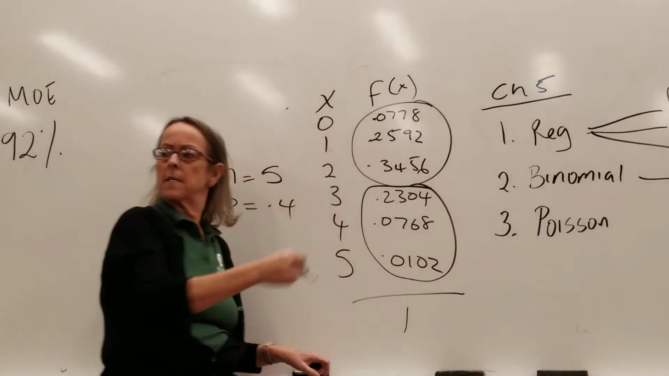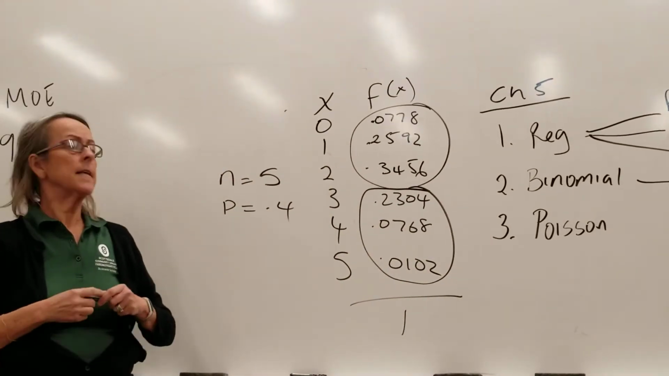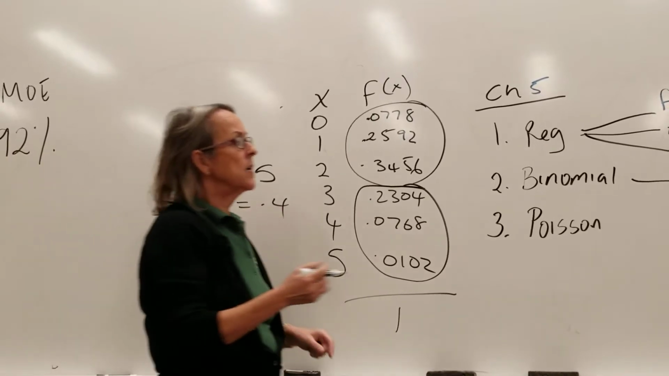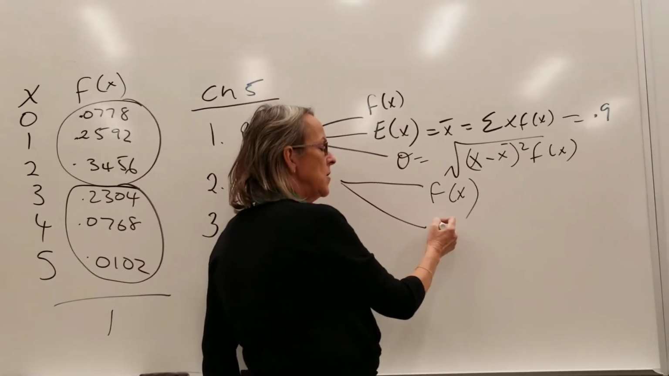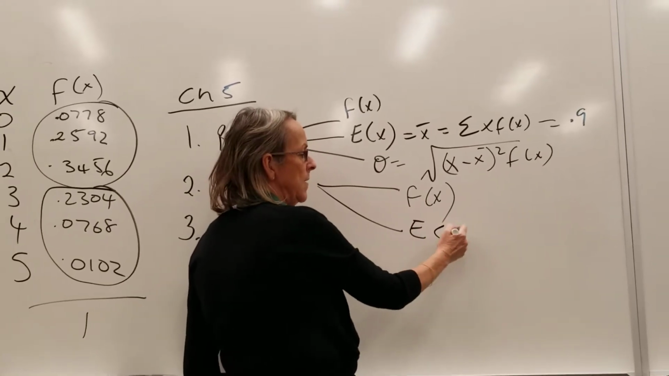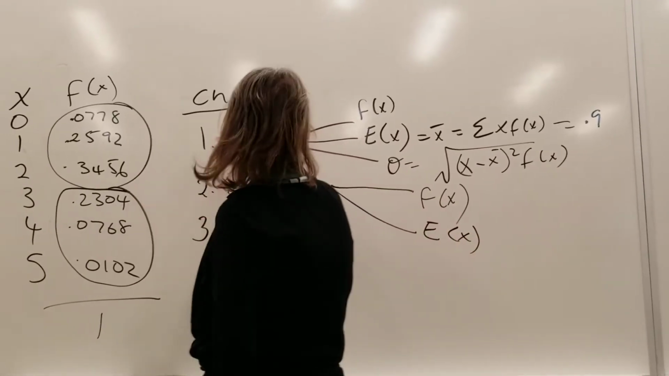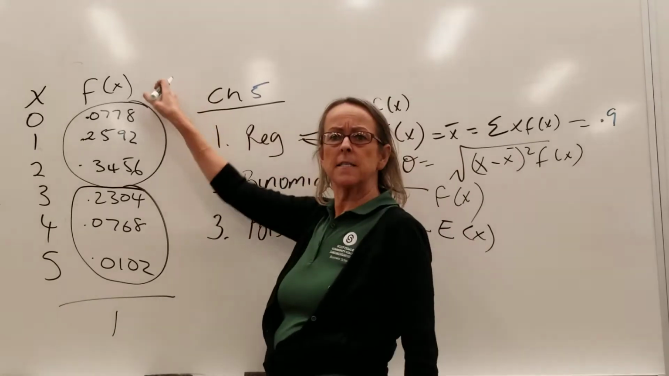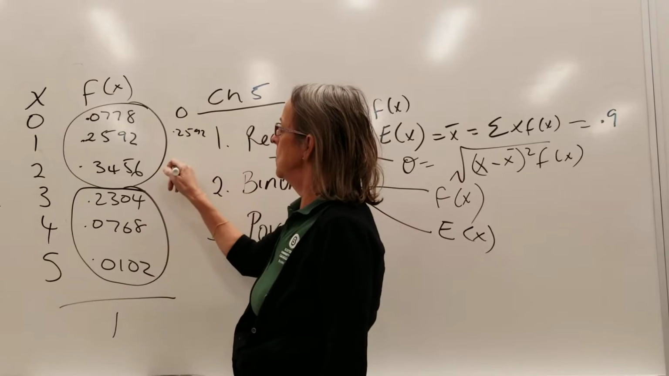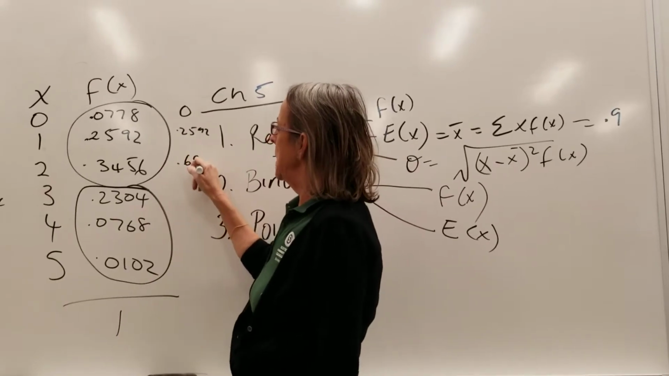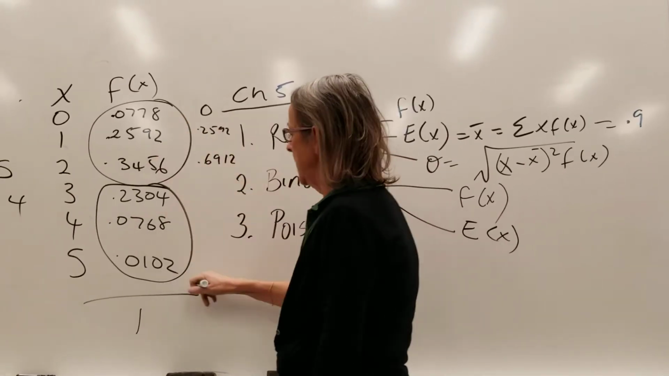And you would add those together. Okay, that's a binomial question. I could ask you probabilities. I could ask you what is the expected value. The thing is, I could do what I did earlier. I could do an x times f of x column and go 0, 0.2592, 0.6912, right? I could multiply and do it.